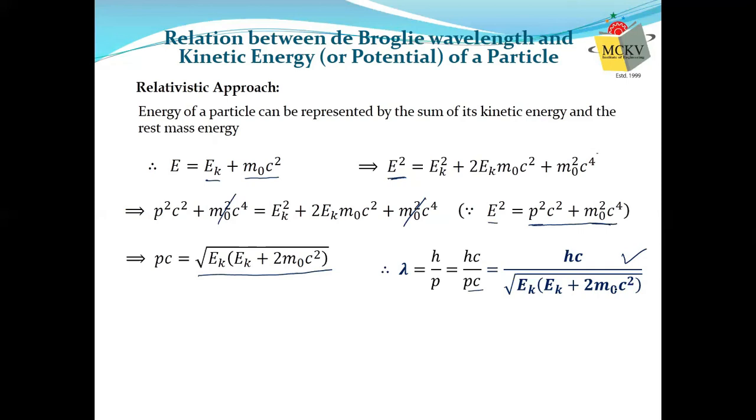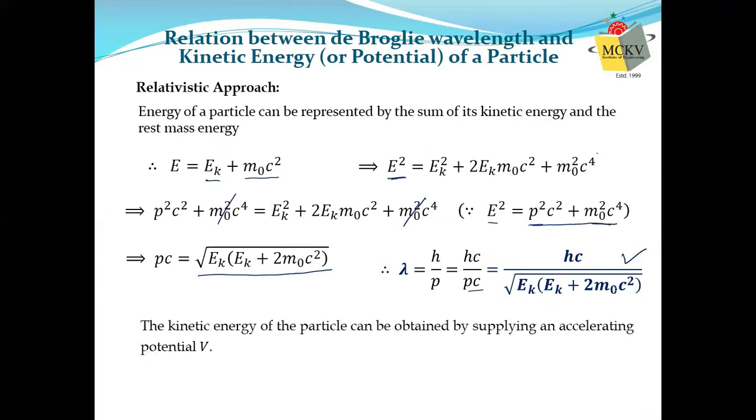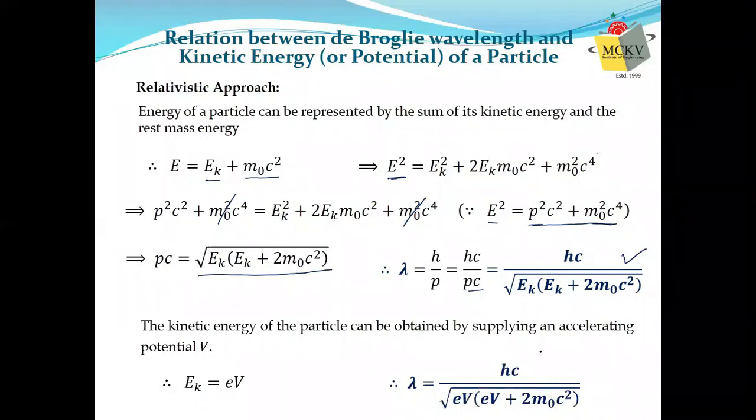Again, instead of the kinetic energy of the particle, if the accelerating potential supplied to the particle is known, then we can write Ek in terms of accelerating potential as Ek equals eV. So the wavelength of the matter wave will be this. So if we know the supplied accelerating potential, then with the help of this formula, we can easily estimate the wavelength of the matter wave.